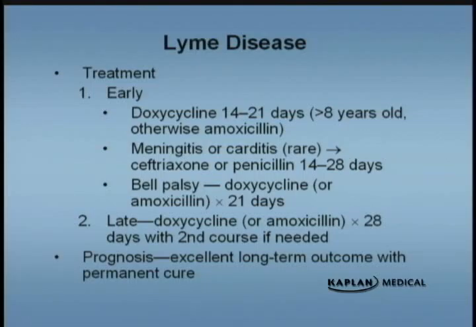For the meningitis, now we're talking about a second stage, or the carditis, which is not that common, you're going to use ceftriaxone or penicillin, but for a longer period of time. For Bell's palsy, also doxycycline, or you can use amoxicillin, depending on the age, for a longer period of time. And in the late stage, you're going to use, again, doxycycline or amoxicillin, depending on the age, for a longer period of time. The prognosis is very good if you catch it early.